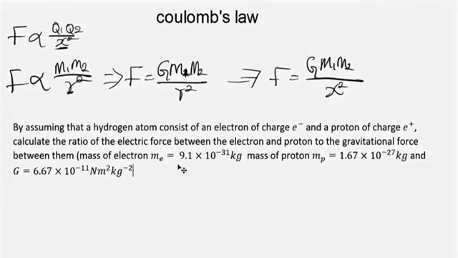Now let's take the mass of the electron to be 9.1 times 10 to the power of minus 31 kg, and the mass of the proton to be 1.67 times 10 to the power of minus 27 kg, and then the universal gravitational constant, which is 6.67 times 10 to the power of minus 11 Newton meter square per kilogram square. Alright, so we'll go ahead and solve this question together.